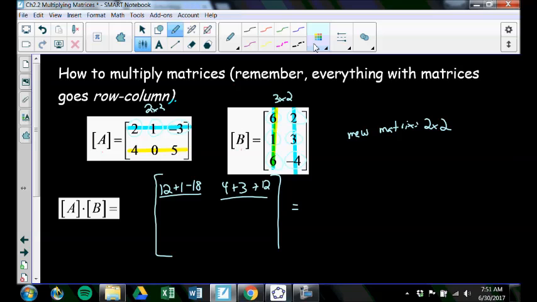And don't worry, I'll do a bunch of examples of this. 4 times 6 is 24. 0 times 1 is 0. 5 times 6 is 30. That's going to be the bottom left cell.